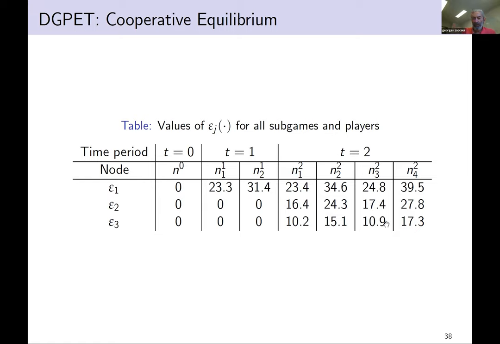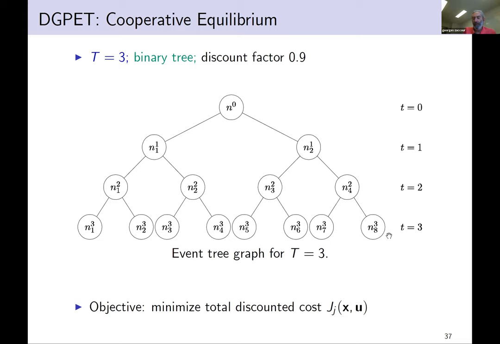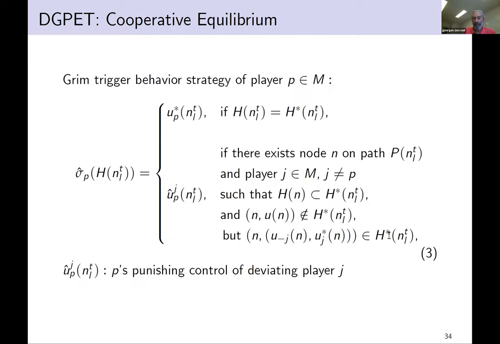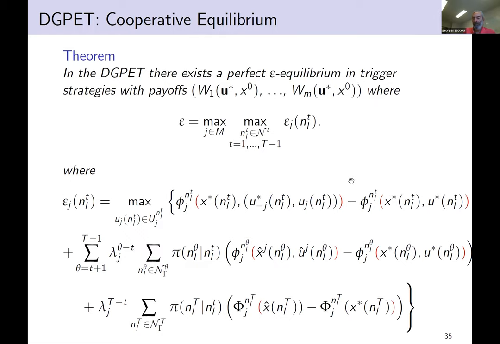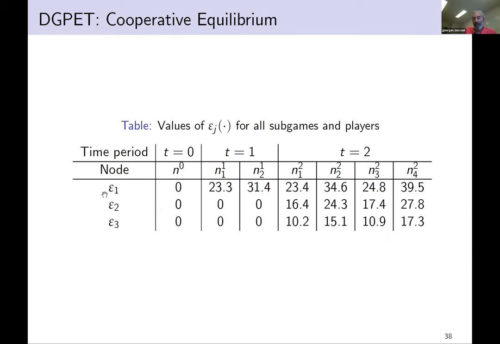This is a general result. So I'm getting different epsilon values. So what is the highest epsilon here is this one. And assuming that we can bribe this player by this amount, if we hit this node, and this player by this amount, and this player by that amount, we can sustain equilibrium in the sense that is defined here. So it means that players have to leave some money on the table in order for cooperation to continue. And this is true in any finite horizon game.